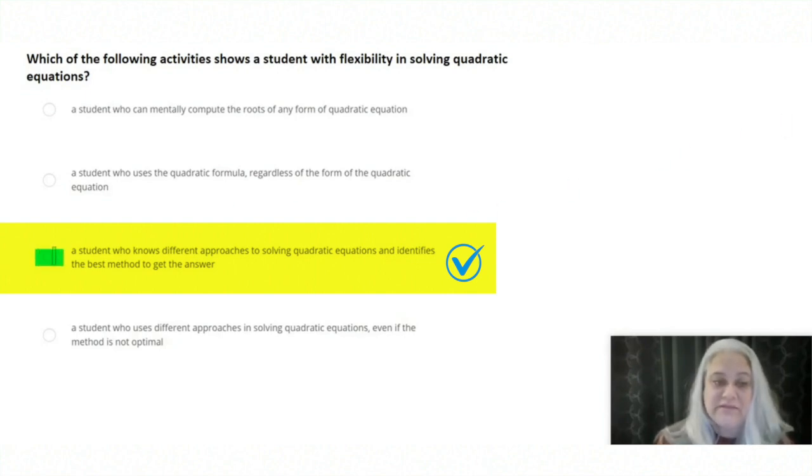And when we look at the last choice, a student who uses different approaches in solving quadratic equations, even if the method is not optimal. We love the fact that students are trying different methods. However, the whole goal of it is for them to learn what is the most efficient way to get the answer. Because flexibility in math fluency is defined as the capability of the student to figure out the most efficient approach or method to solve a problem. Therefore, a student who knows different approaches in solving quadratic equations and identifies the best method to get the answer exhibits flexibility. So definitely the third choice would be correct.